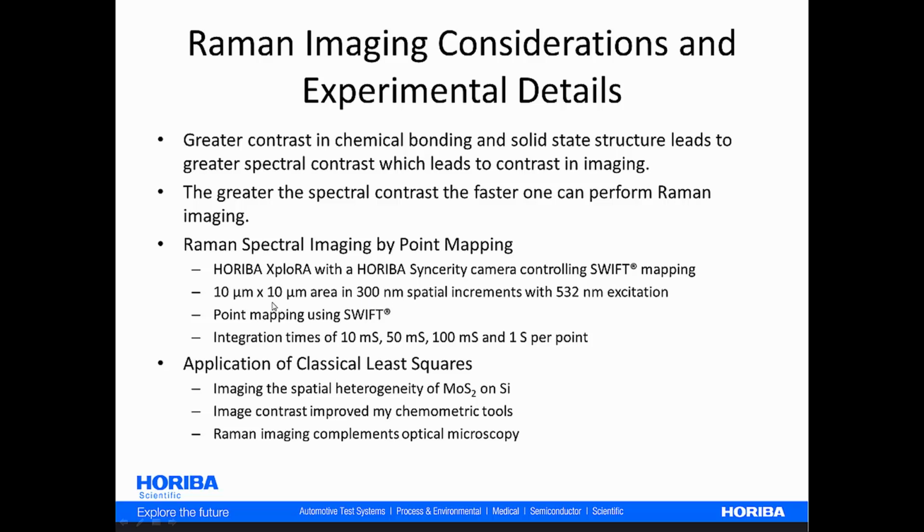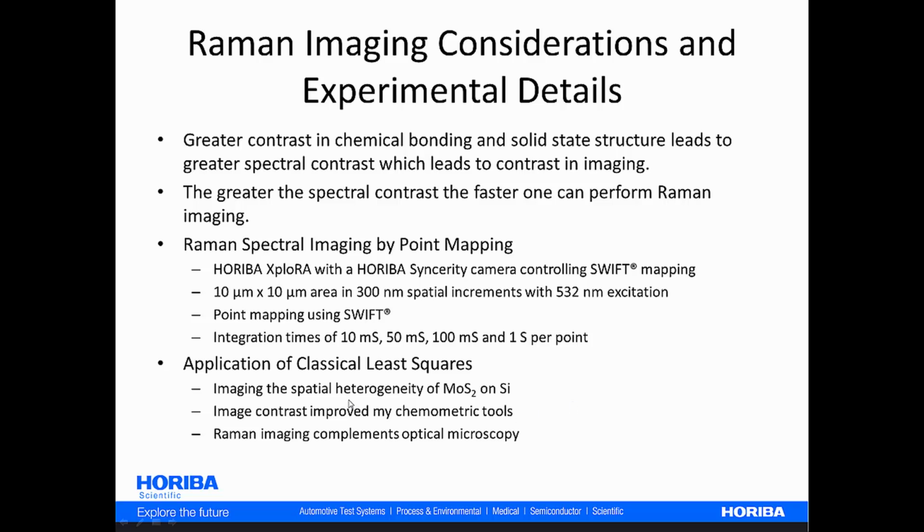The areas that we mapped are 10 by 10 micrometer areas in 300 nanometer spatial increments with 532 nanometer excitation. And as I said, we're using SWIFT, and here are our integration times, and those are times per point. So 10 milliseconds, 50 milliseconds, 100 milliseconds, and 1 second per point. And finally, we'll show you how the application of a classical least squares algorithm, and there are other chemometric tools, can really help you in imaging, particularly fast Raman imaging.